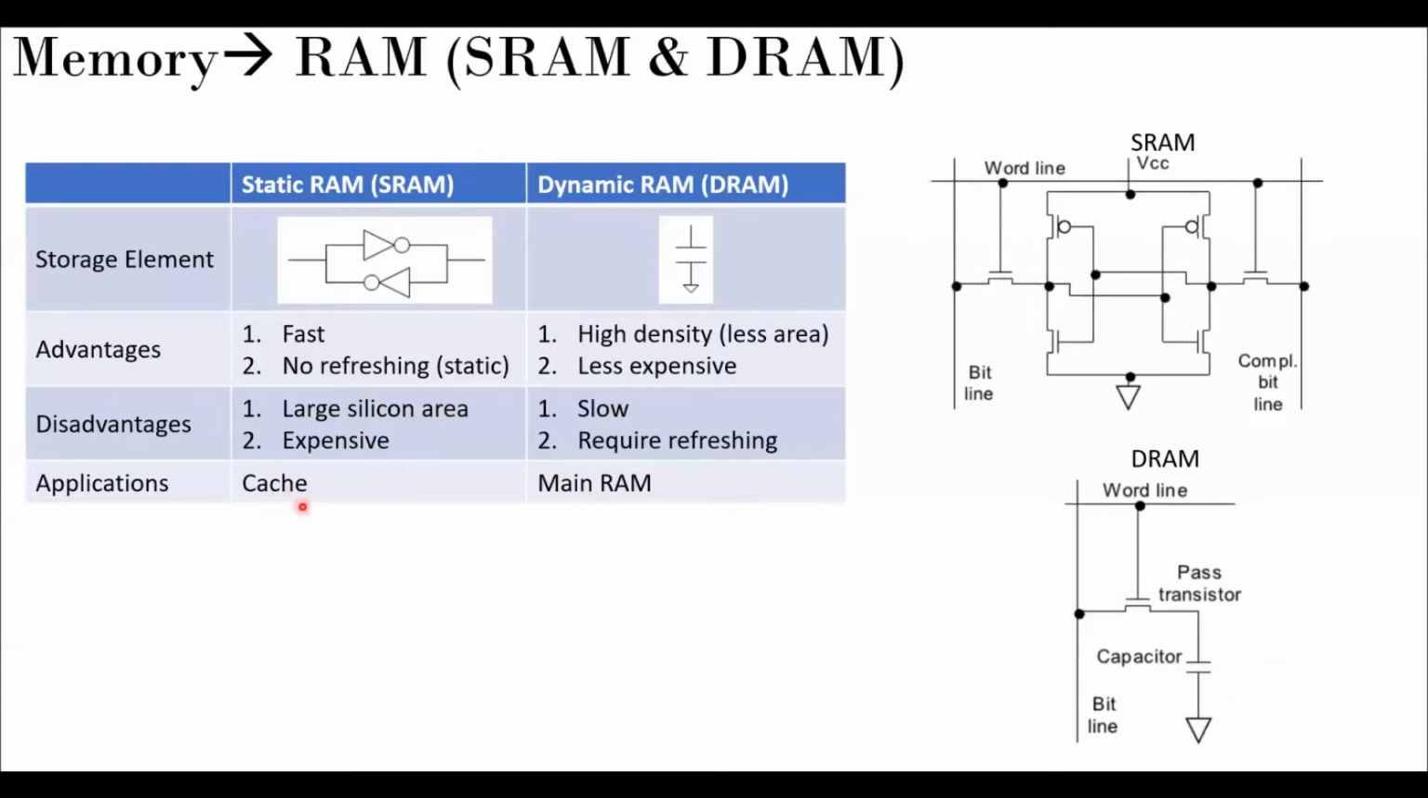Static RAM is typically used in cache, okay, cache memory, and the main RAM is typically dynamic RAM. And obviously you can understand that, because main RAM requires a lot of memory, and that means you need to have something which goes for high density. And main RAM can be slower than cache, so obviously you can go for dynamic RAM.